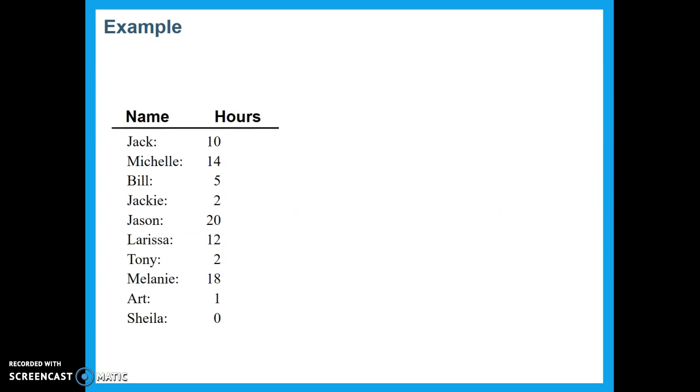So here are our applicants and their number of hours of community service. The mean is 8.4. The median is 7.5. Here's where I'm going to stop. Looking at the mean and the median, we can see that since they are farther apart, there are definitely some outliers. So I'm going to look at my data set and I'm going to see that we have 20 for Jason, and Melanie has 18. Since we have 2 up there, that's not really too far out, but it's a note.